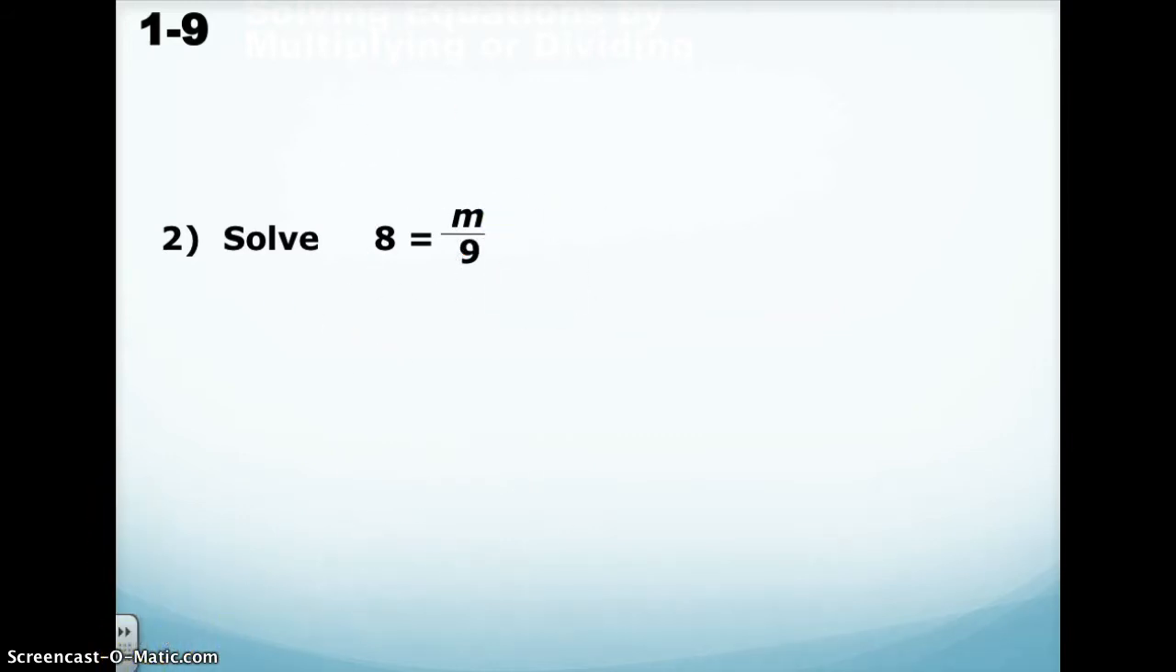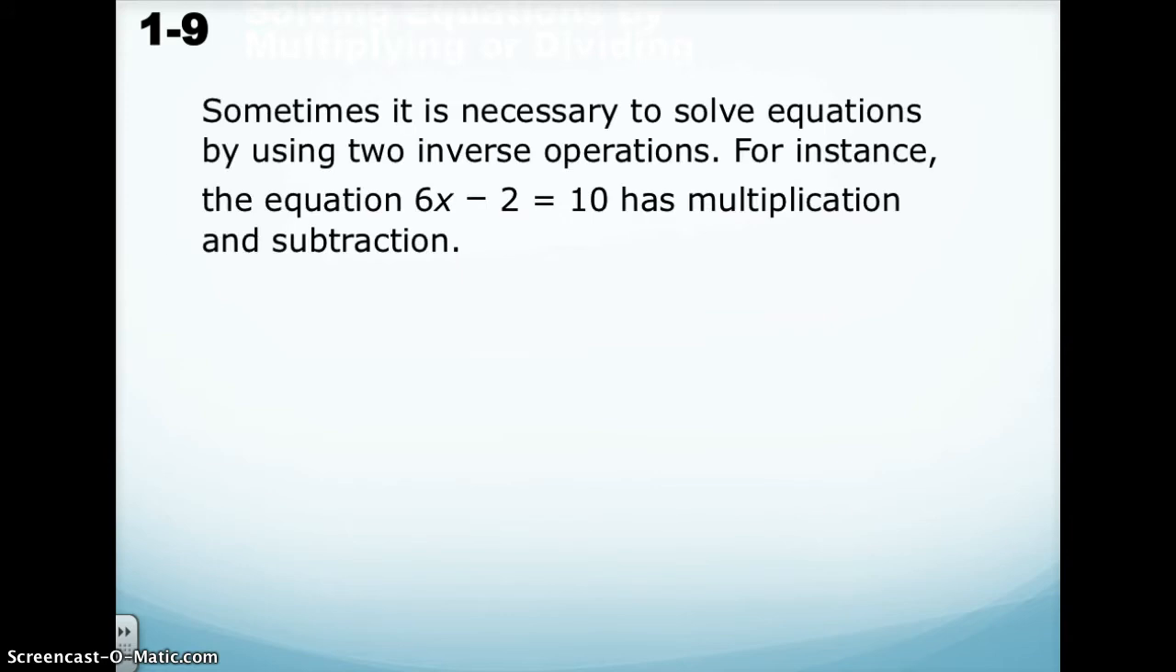Alright, it's time to ramp it up a notch. This is why we've been practicing showing our work, because now we're going to be able to move on and have multiple steps. Sometimes you're going to have multiple operations going on. So you may have to use 2 or more inverse operations. For example, the equation 6x minus 2 equals 10 has multiplication and subtraction in it, so at some point you have to add and divide to do the inverse.